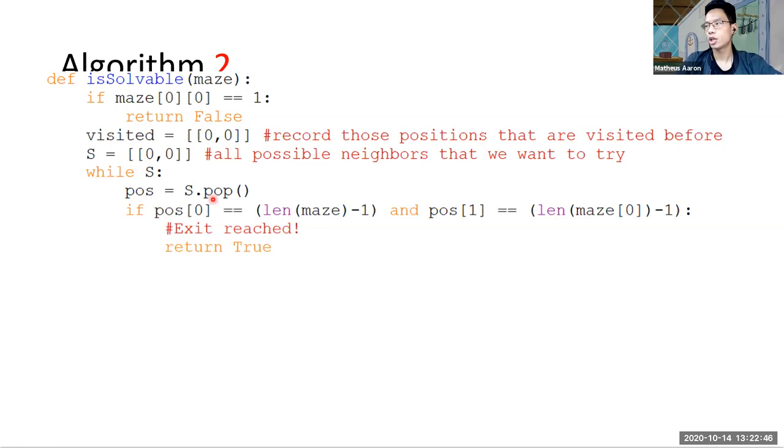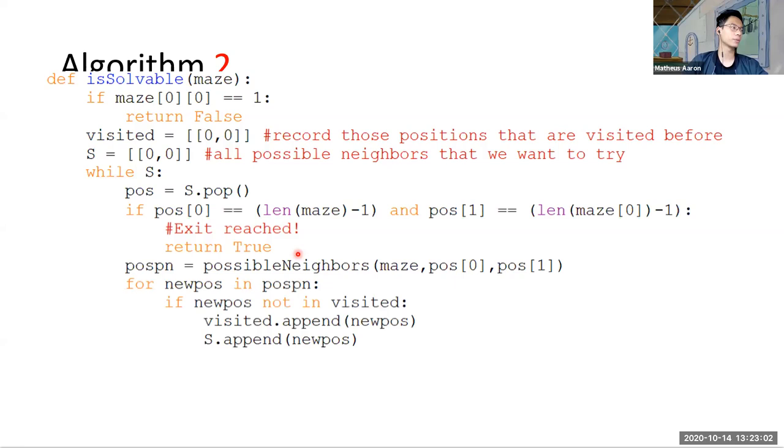Now you check: is your location your intended destination? Do you really want to visit this place? If it is true, then you return true, meaning that it is solvable, meaning that you have actually visited that place. If it's not, you get the possible neighbors, and then you add the possible neighbors to your bucket list. Now, this code has a slightly different implementation.